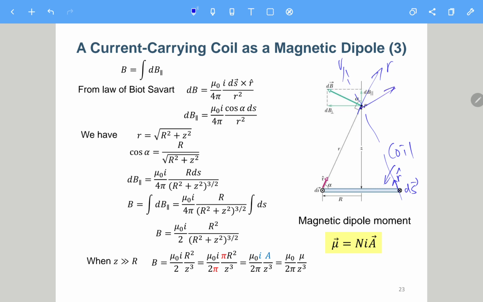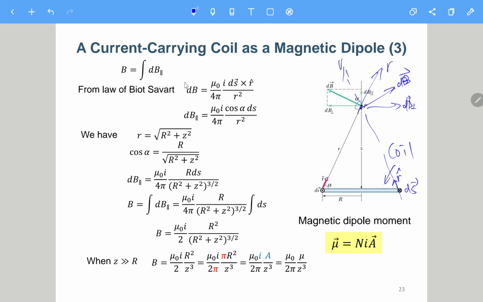Okay, so dB points to that side. You can see that the dB parallel components will point in the same direction, but the two dB perpendicular components will cancel each other, which means that we only need to consider dB parallel. So here we write it as dB equals the integration of dB parallel.